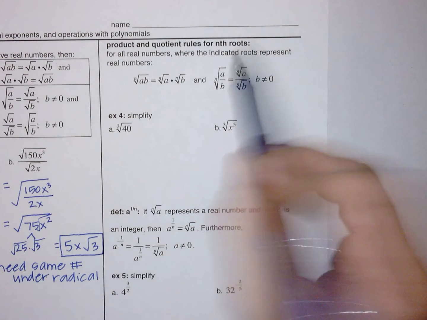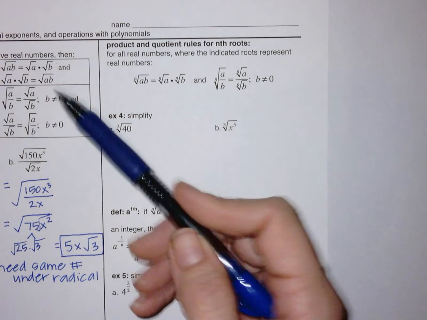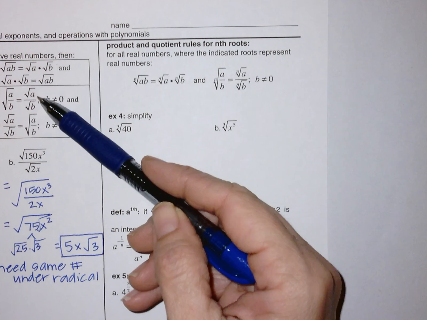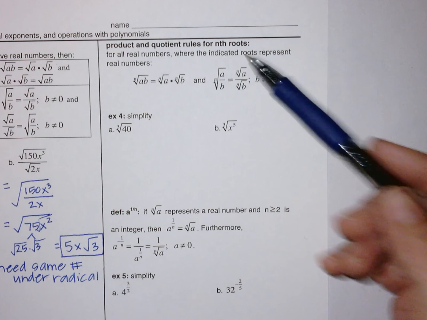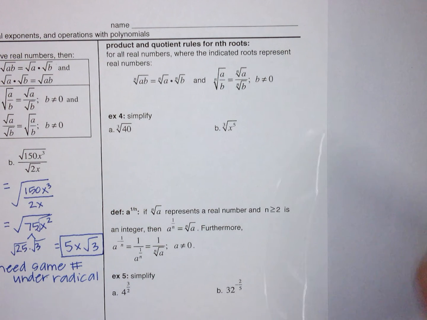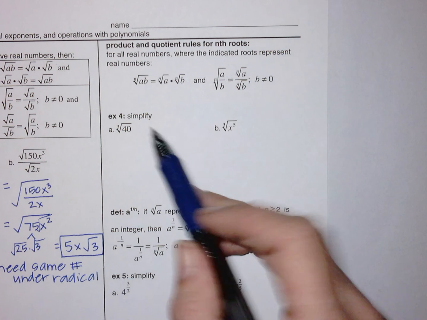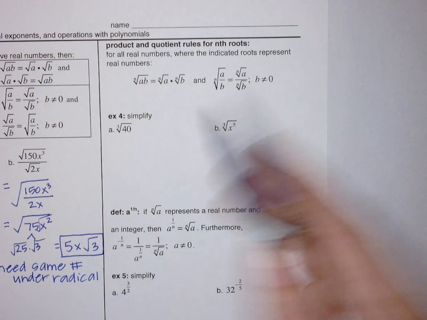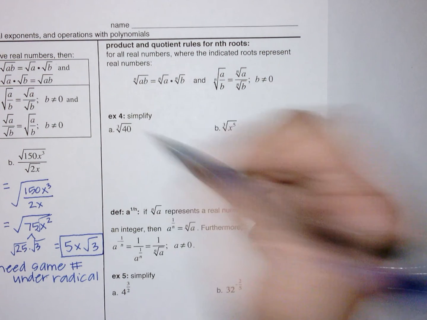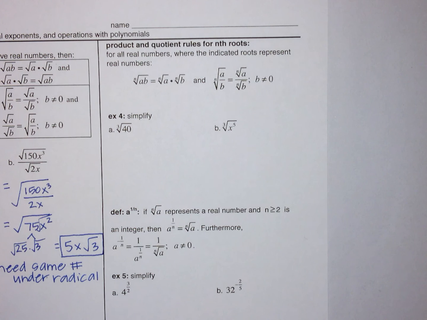Moving on, now we're going to talk about product and quotient rules for nth roots. This is what I was saying before. Here I have square roots. The same rules apply to any root, so cubed roots, fourth roots, etc. So we give you a real quick simplify. This is the cube root, which means I need 3 of a kind instead of 2 of a kind.